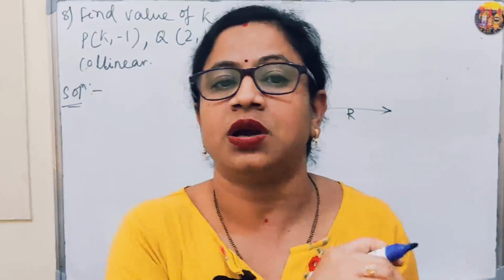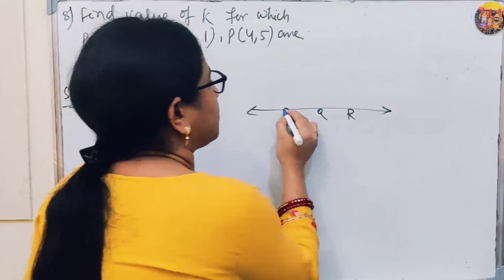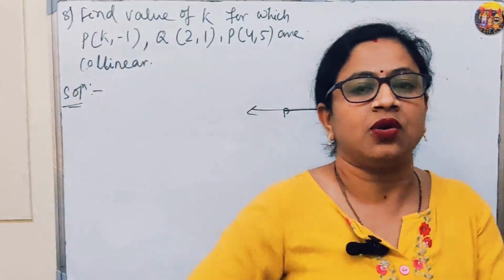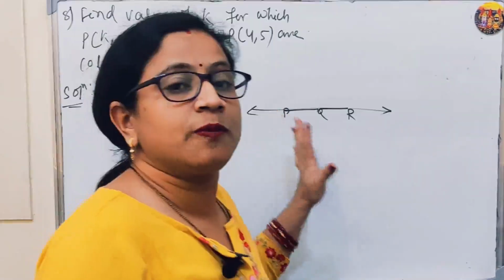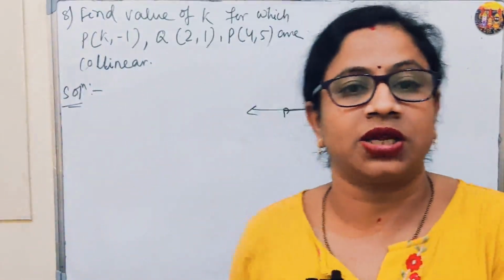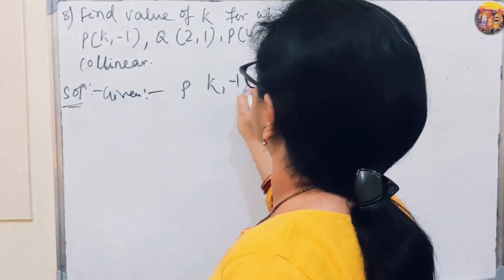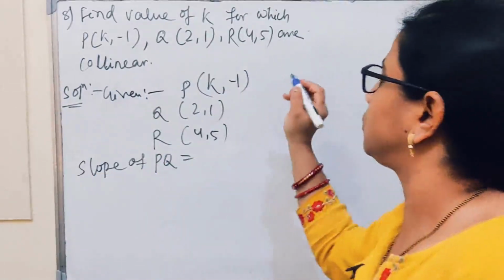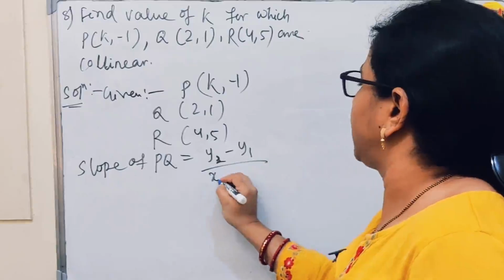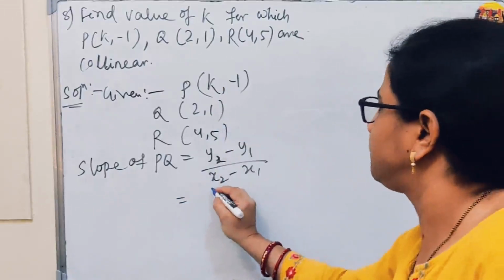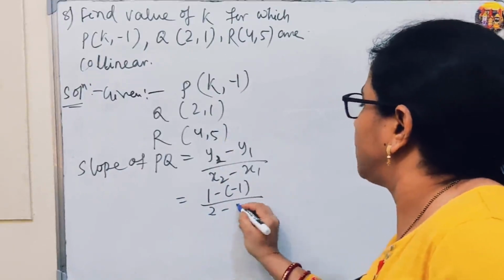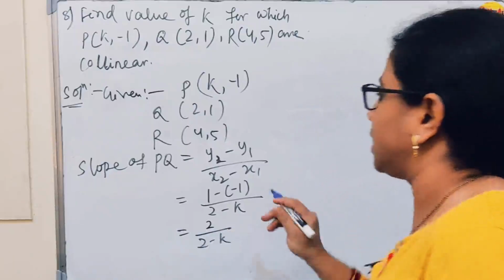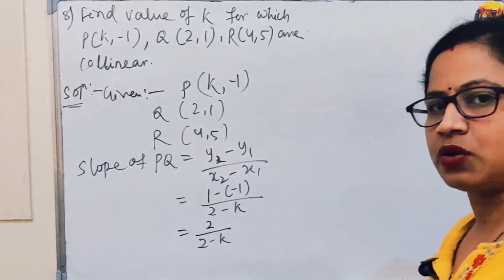The slopes between collinear points of a single line are equal, which means the slope of PQ is equal to the slope of QR. So the important part is to calculate the slope of PQ and QR. Given are P(k, -1), Q(2, 1), R(4, 5). So slope of PQ is equal to y2 minus y1 upon x2 minus x1. So this will be 1 minus (-1) upon 2 minus k. Here 1 plus 1 will give us 2. Here 2 minus k. So the slope of PQ we got as 2 upon 2 minus k.